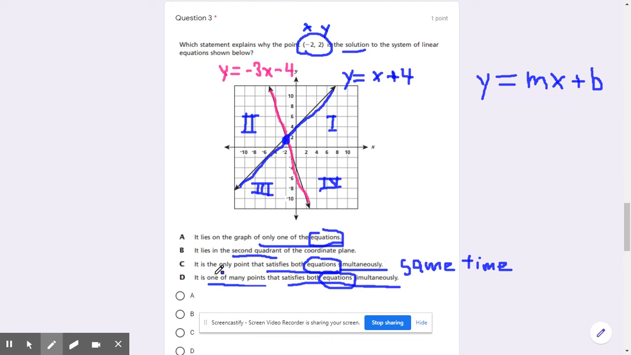Hint 3, I'm going to look at the letter A together with you so we can see if we can eliminate that choice or if it's going to be the answer. So it says A, it lies on the graph of only one of the equations. All right, the question asks which statement explains why the point is the solution. It lies on the graph of one of the equations. Remember what we said. If it's going to be a solution, it has to be on both of the equations. If it's only for one, it can't be a solution. It has to be for both. So that means A will not be the answer. Okay, so use that strategy to find out which choices can be eliminated so you can find the right answer.